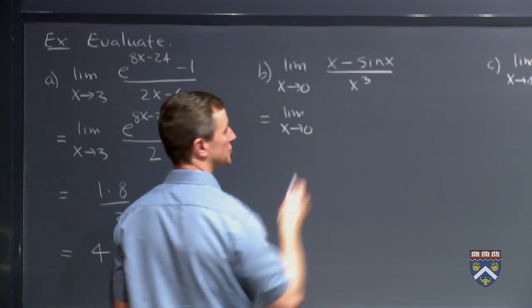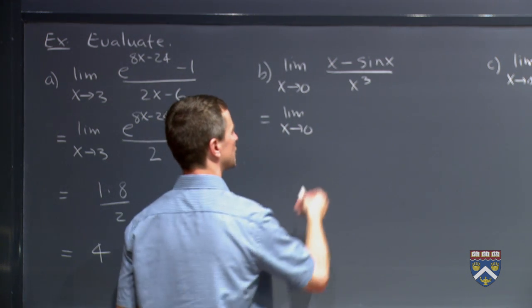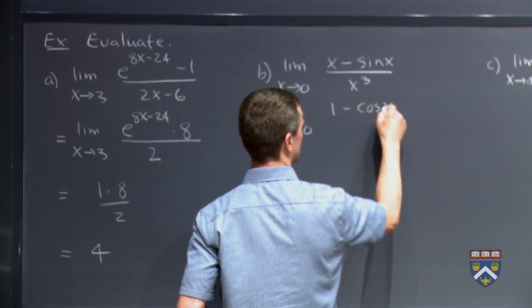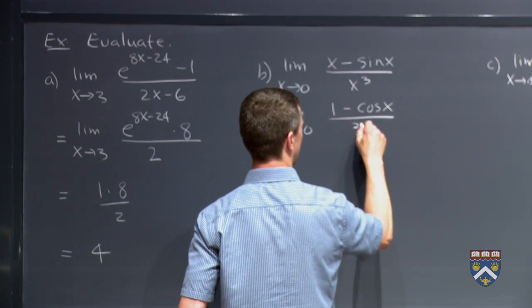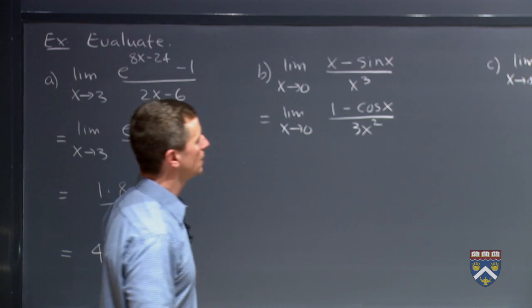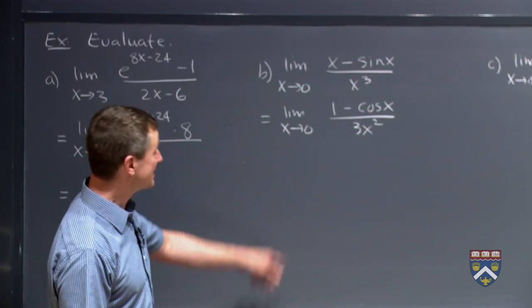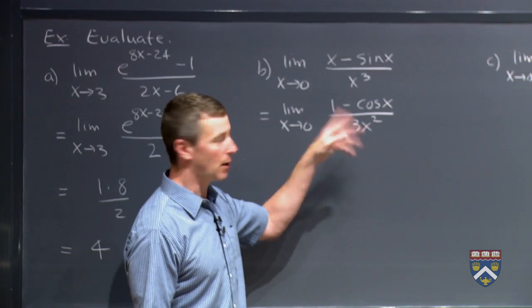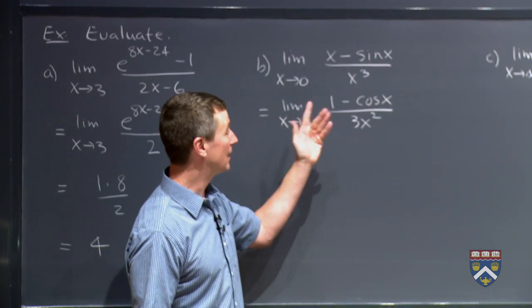It says we should take the derivative of the top and the derivative of the bottom. So the derivative of x is 1. The derivative of sine of x is cosine of x. And the derivative of the bottom is 3x squared. So now let's see what they're going to. As x goes to 0, cosine of 0 is 1. So the top is now 1 minus 1, which is 0. And the bottom is still 0.